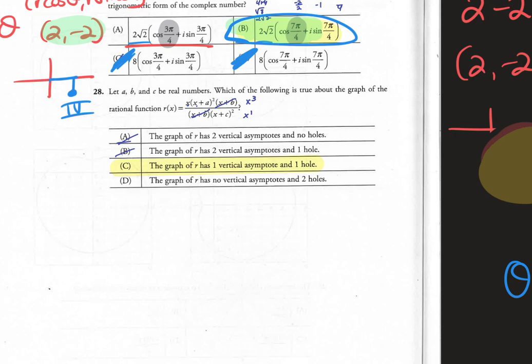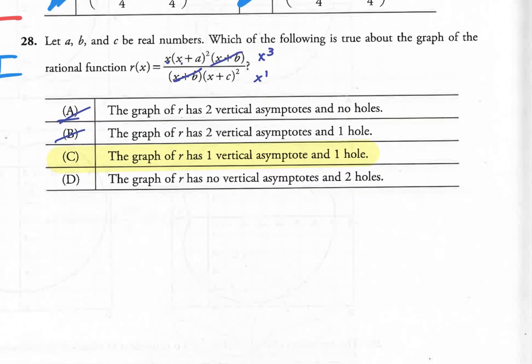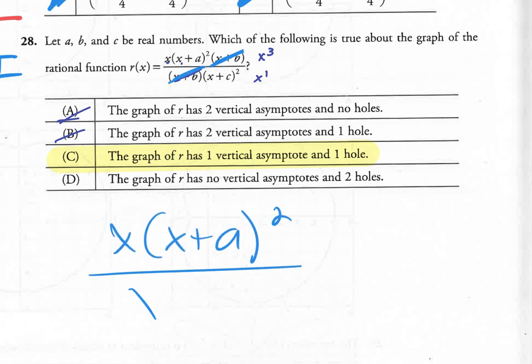All right, so it says, let a, b, c be real numbers. Which of the following is true about the graph of the rational function? The x plus b cancels out. What's left is x, and then x plus a squared, and then x plus c squared. Okay?